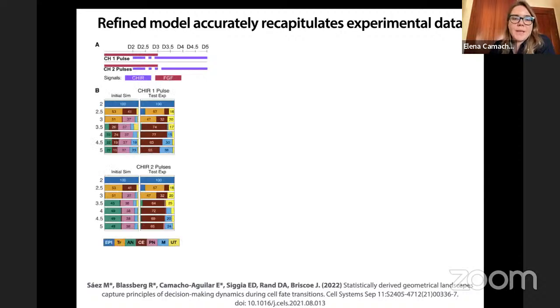So we thought that maybe pulsing Wnt could do it.